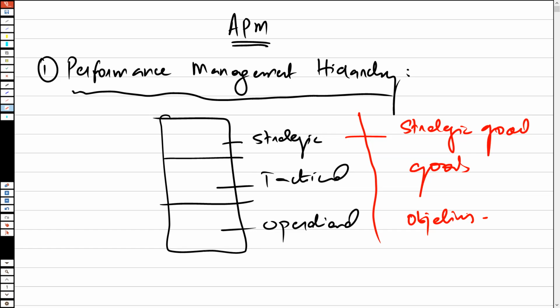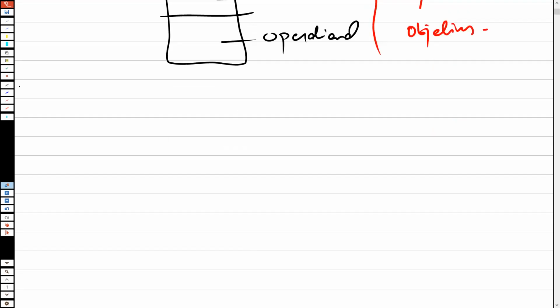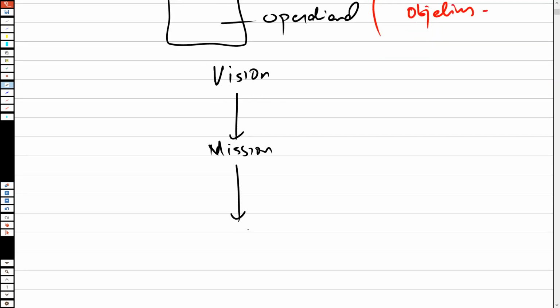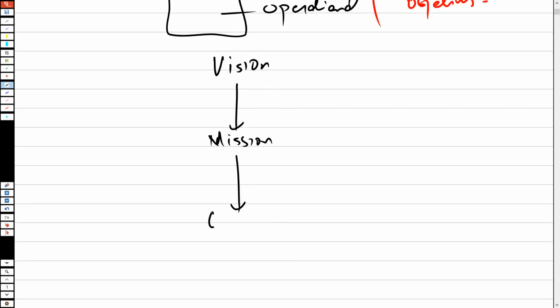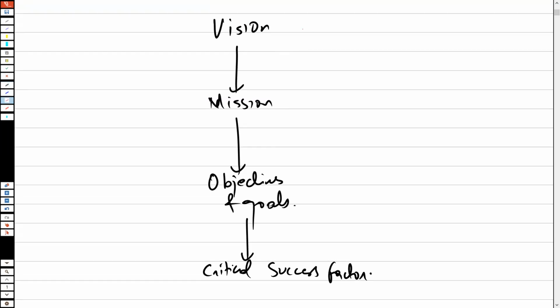So when we talk about the performance management hierarchy, you need to understand that for every organization that is established, at the top there is something which drives the organization, and that's called a vision statement. The vision is subdivided into the mission. The mission is divided into the objectives and goals, and these objectives and goals are further subdivided into critical success factors.